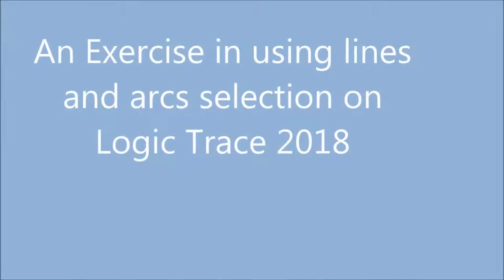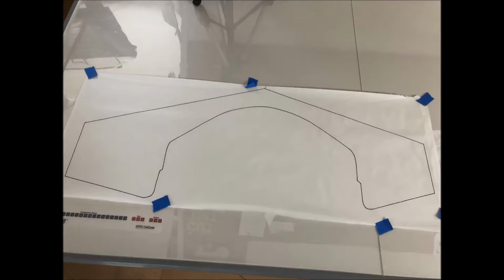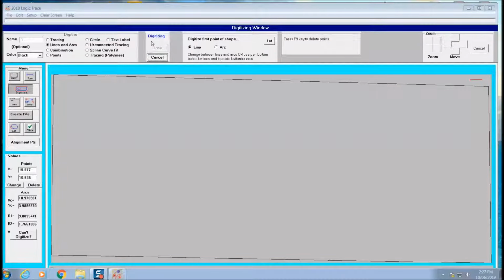I was asked to do an exercise showing lines and arcs. This was the paper diagram that I digitized. It's about 38 by 16 inches. We're going to do this whole diagram using the command or the selection lines and arcs. So I'll select lines on the straight sections and arc on the curved sections.